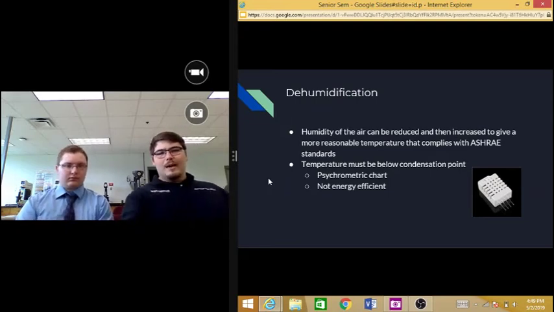Dehumidification, as you can see in the bottom, there's those DHT sensors I was talking about. Ours were a little bit larger, but that's just because they were linear. Those are Arduino ones made specifically for the Arduino, shown in the PowerPoint.